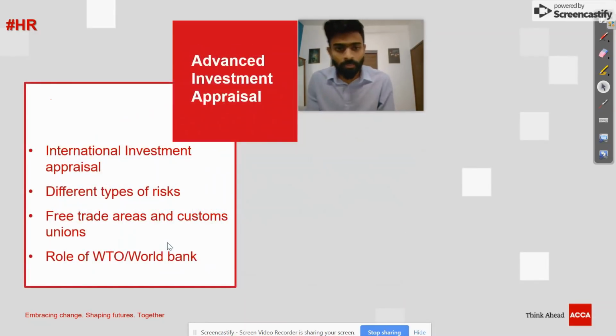When we're looking at advanced investment appraisal, this time I'm expecting a question from international investment appraisal, or widely said to be foreign NPV. Remember, on this question there are so many easy marks. You should be familiar with the formats of doing this international investment appraisal.